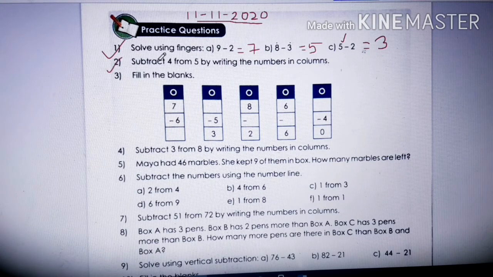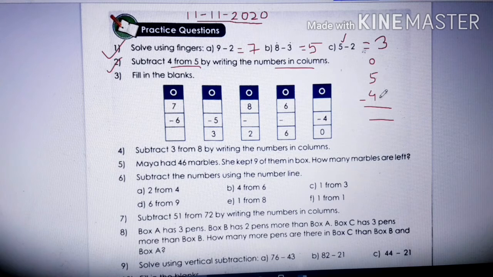Next question you write. Subtract 4 from 5 by writing the numbers in column. Now children, column and vertical both are same, isn't it? So you have to subtract 4 from 5. Bigger number is 5, isn't it? So we will arrange 5 first. It is a single digit number, so we will put it in the ones place. Then we will arrange the bigger number, that is 5, and smaller number will come below the bigger number. So you have to subtract this. This is what we have arranged in column.